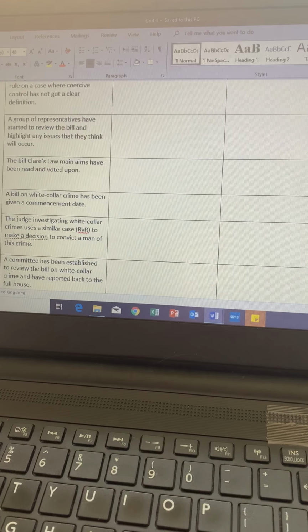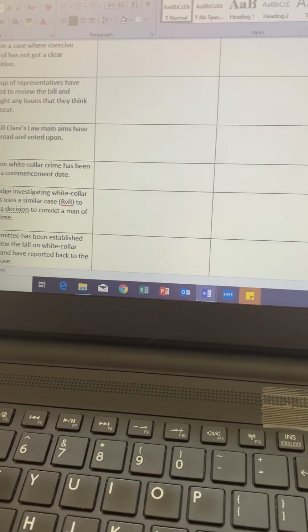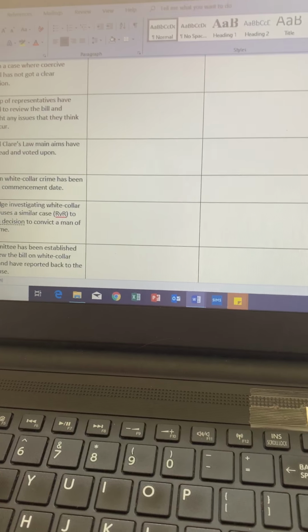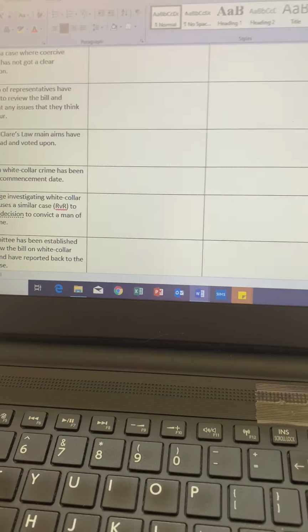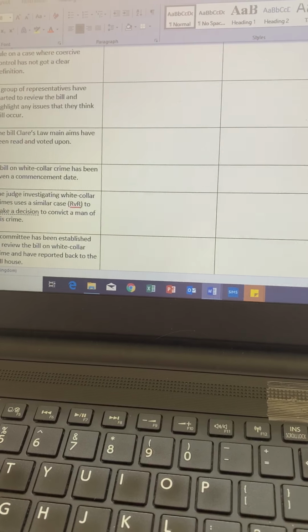White collar commencement date. So again, that's parliamentary. If it says commencement date, it's just kind of the Act of Parliament stage. It's officially becoming a piece of legislation that can be enforced. It's no longer kind of a bill once it's after the commencement date.